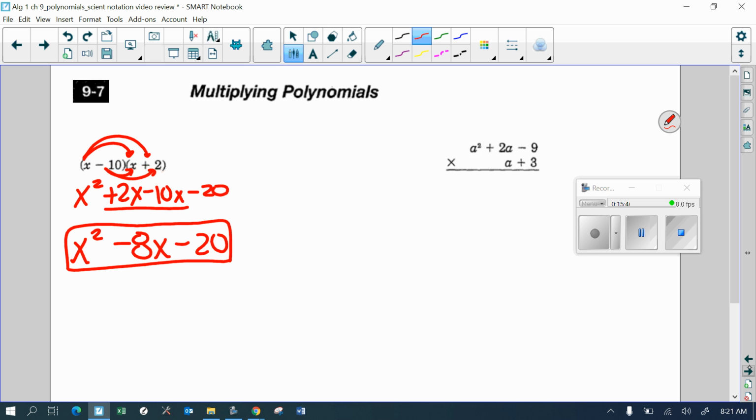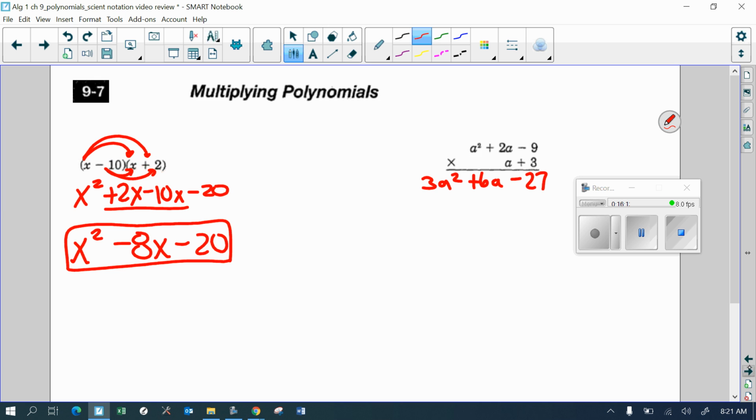Vertically, notice when they've written it vertically, they put each one in standard form, meaning highest degree down. That will help to line up your like variables when you're multiplying here. So 3 times negative 9 is negative 27. All I do is multiply like I did in elementary school. 3 times 2a is positive 6a. We just aren't doing any carrying like you do in elementary school. And 3 times a squared is 3a squared.